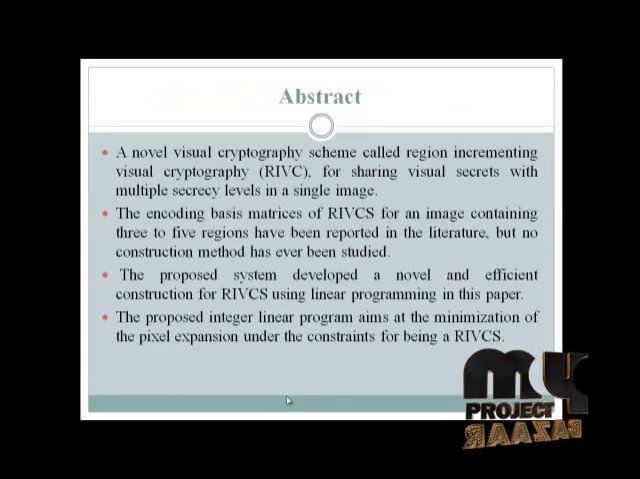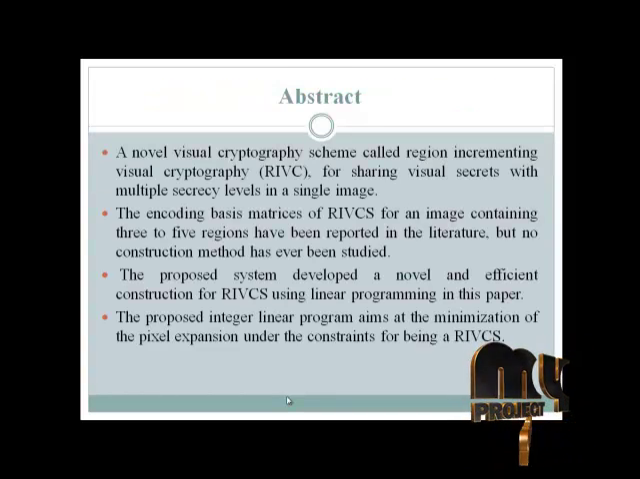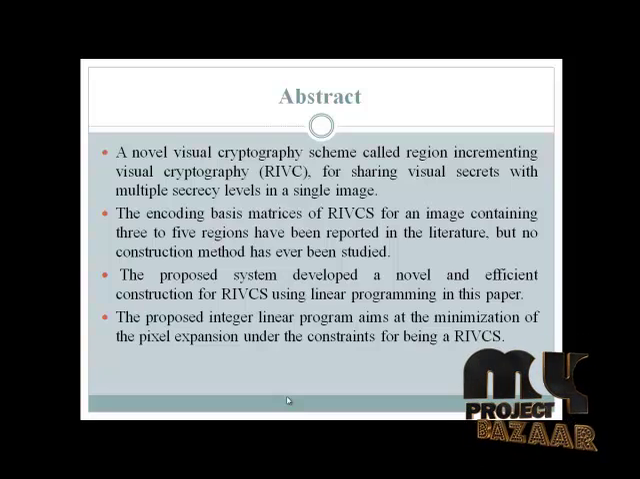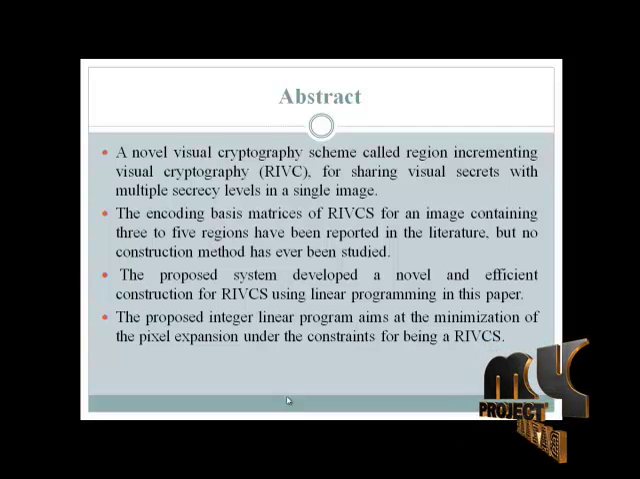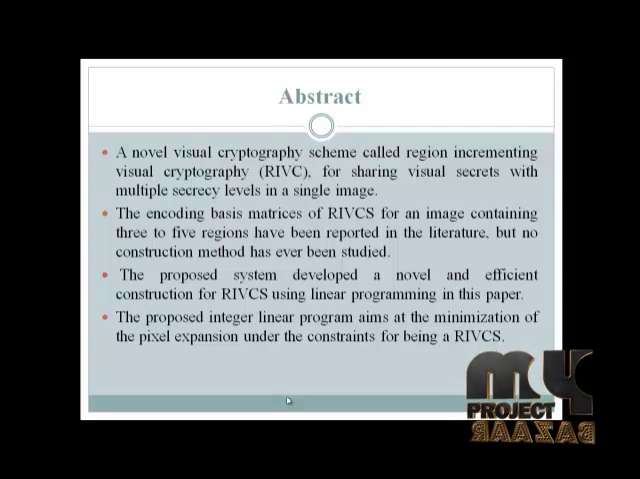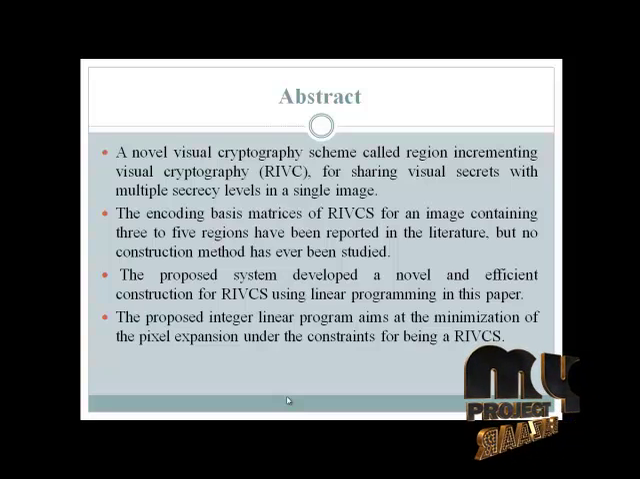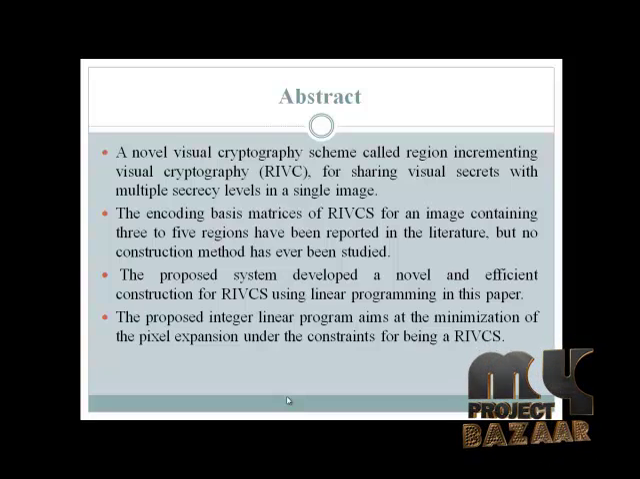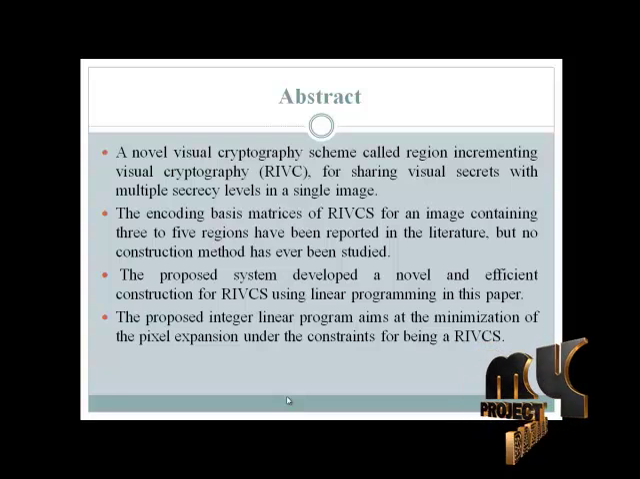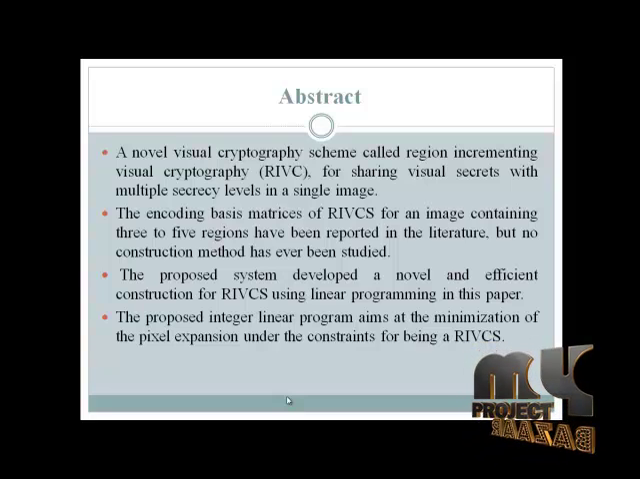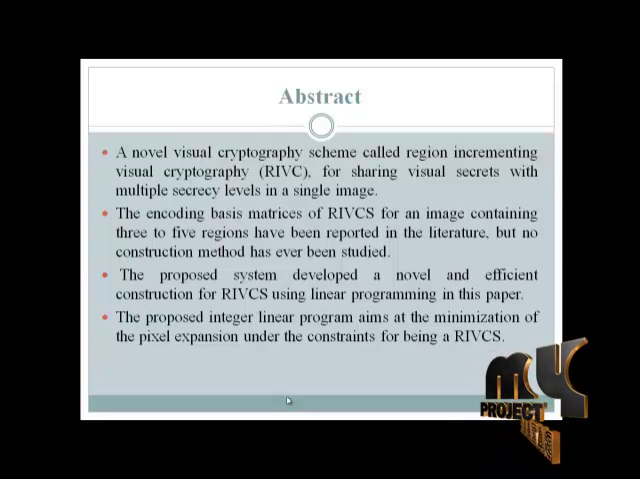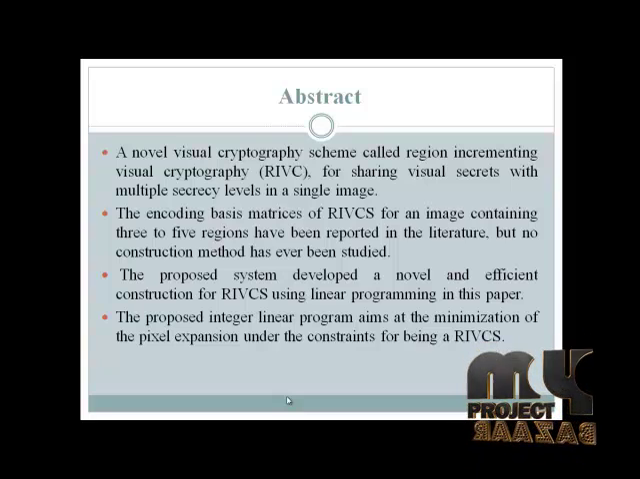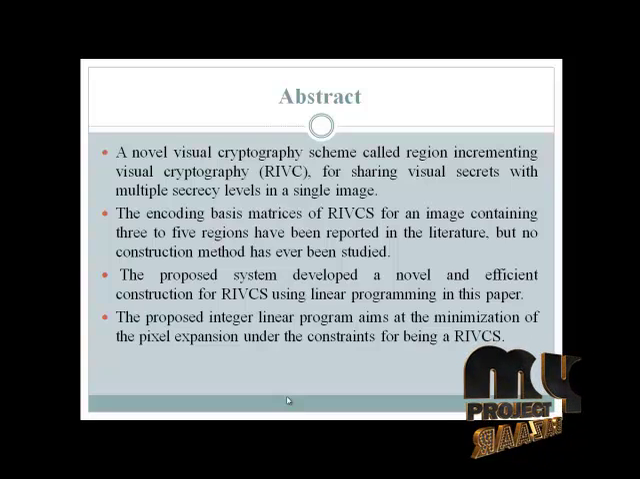The abstract of the project: we use cryptography techniques, the RIVCs, Region Increment based sharing of virtual secret images. The secret images are encoded and converted into region spaces. The region spaces are converted into matrix formations. For the matrix formations we use two algorithms, namely algorithm 1 and algorithm 2. Linear programming is used to develop the construction for the image cryptography. The images go from maximization to minimization of the pixel expansion, constrained by the cryptography techniques.